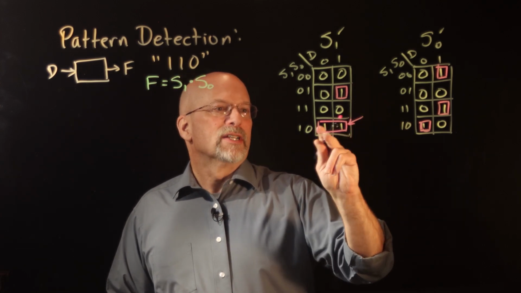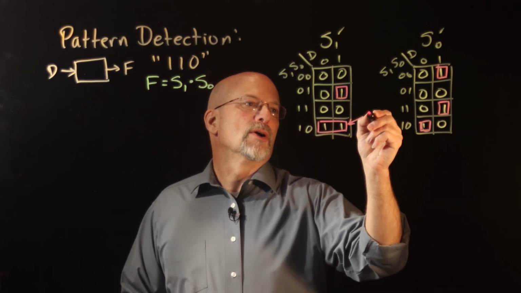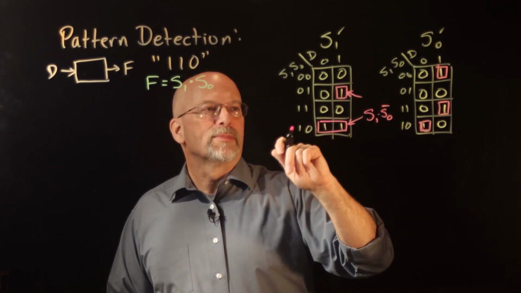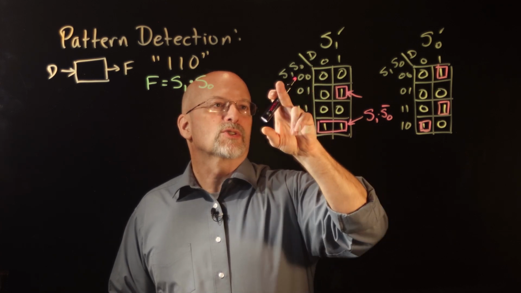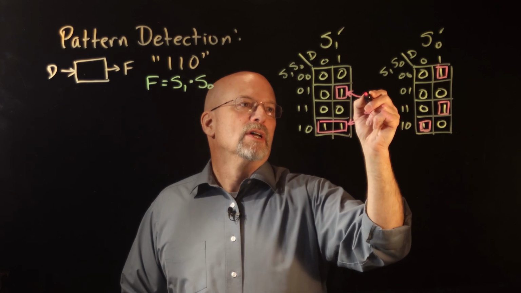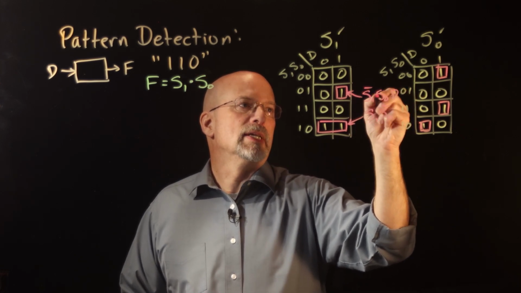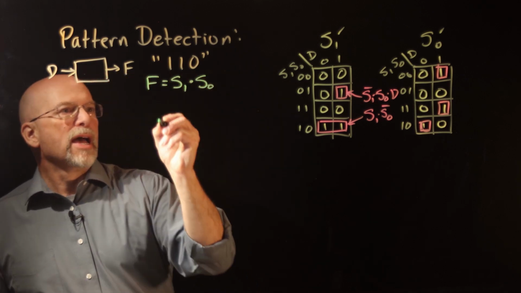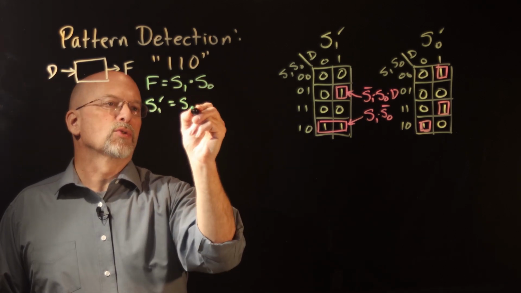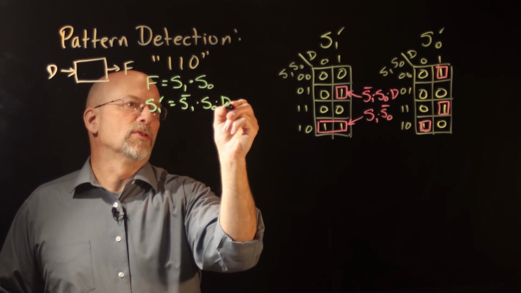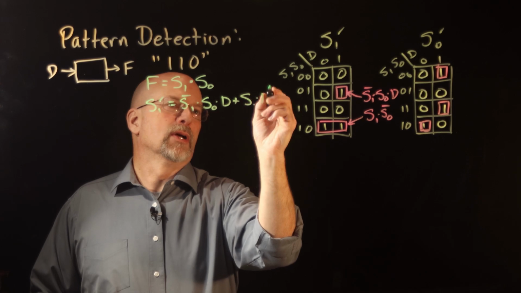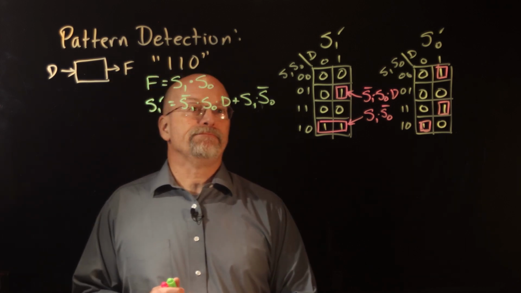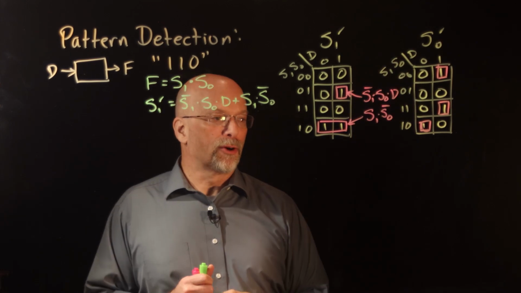Now, this cell right here is a 1 as long as S1 is a 1 and S0 is a 0. So that becomes S1 and with S0 bar. And then this one, nothing drops out because we don't cross any borders. This is basically S1 is a 0, S0 is a 1, and D is a 1. So you get S1 bar, S0, D. And so that gives us our expression for S1 prime: S1 bar ANDed with S0 ANDed with D, ORed with S1 ANDed with S0 bar. All right, there's one expression. Now we just need the third one, don't we?